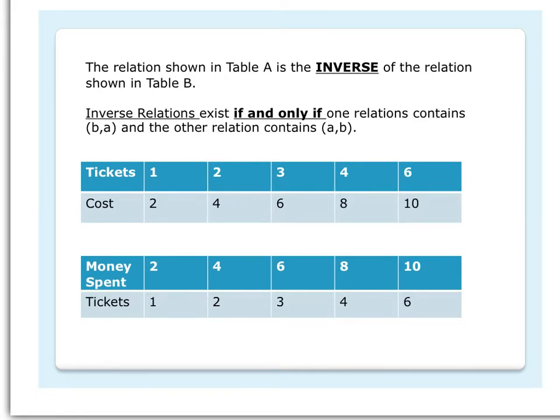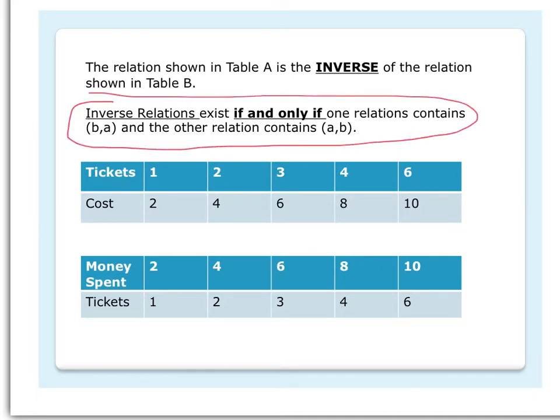And to be more specific, by definition, inverse relations exist if and only if one relation contains B, A, and the other relation contains A, B. So what they're trying to tell you is what I was showing you in the last slide: the ordered pairs have to be interchanged, or the X and Y coordinates have to be flip-flopped, in order for one relation to be the inverse of another.